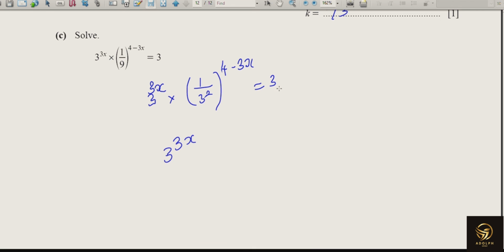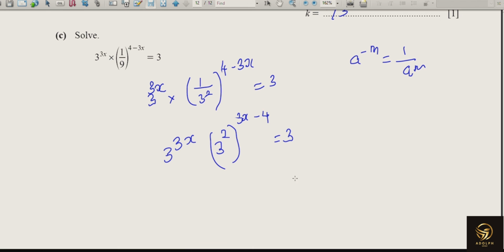And 3 power 3x, we know that if we change the base, then the power will change. So 1 by 3 power 2, I'm just writing it as 3 power 2 alone. So what will happen? The power will be 3x minus 4. Why 3x minus 4? A power minus m is 1 by a power m. So if I change the base to its reciprocal, the power will change from negative to positive. Negative to positive means plus 4 will become minus 4, minus 3x will become plus 3x.